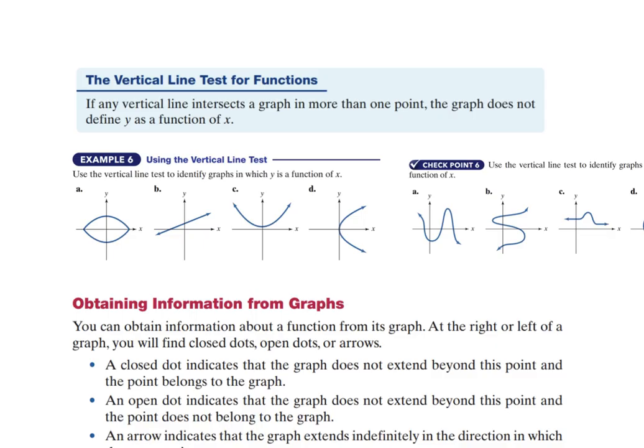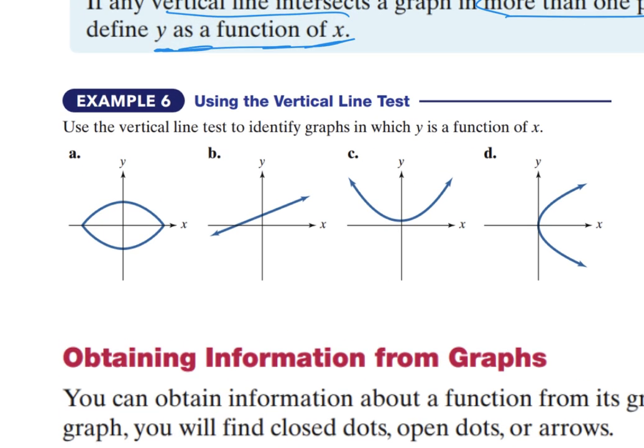So I mentioned the vertical line test a couple times. If any vertical line intersects the graph in more than one point, the graph does not define y as a function of x. And that's because for one domain value there are multiple possible outputs in the range. So that would fail the vertical line test. This is not a function.